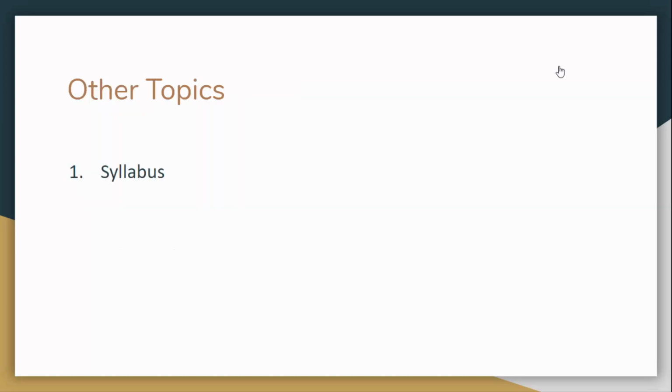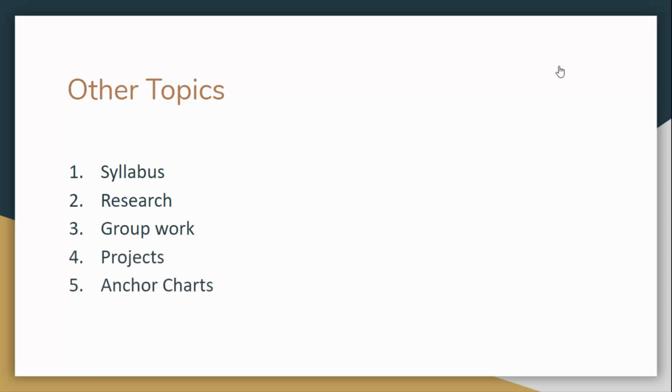Other topic suggestions: syllabus, research, group work or homework, projects, anchor charts. So things that I want them to go back and look at really quickly, especially my anchor charts. I might put all my anchor charts into a topic, so they can always go back and study those things, and that might make it easy. So I might have anchor charts in a week topic, and I might also put them in another topic, so put them in two topics at once.